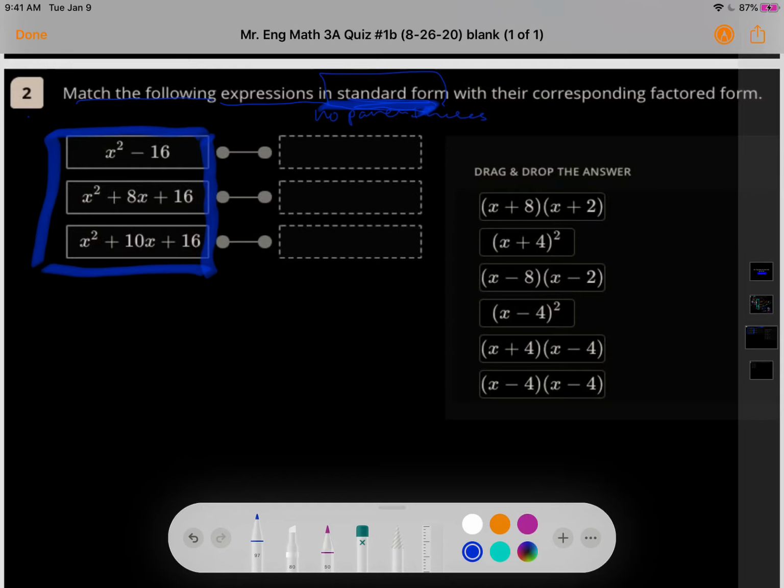And factored form has parentheses. That's the big difference between those two forms. So they're just asking you, can you factor these? That's it. All right, let's do the first one. I'll call that number 1, and then I have x squared minus 16. Did you see why I left that big blank over here?